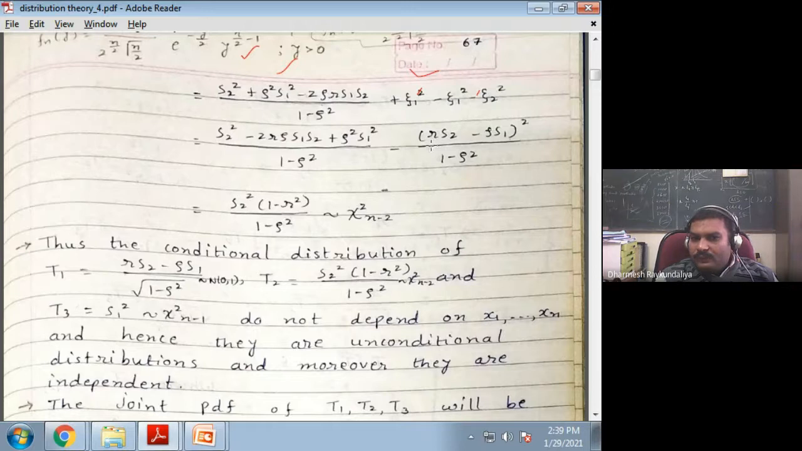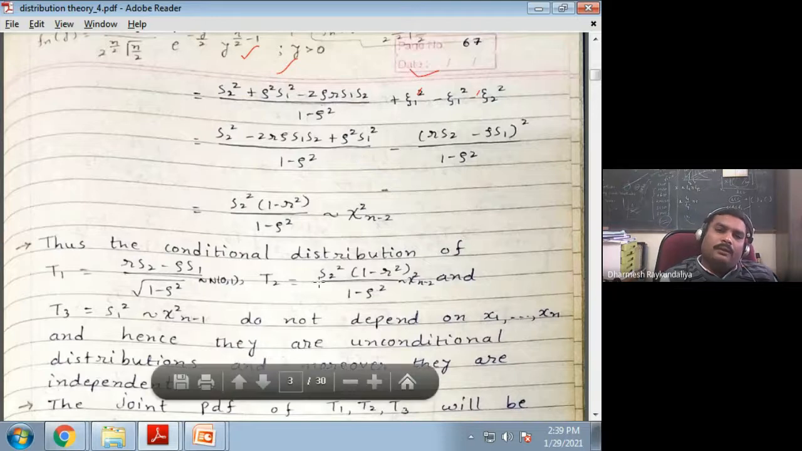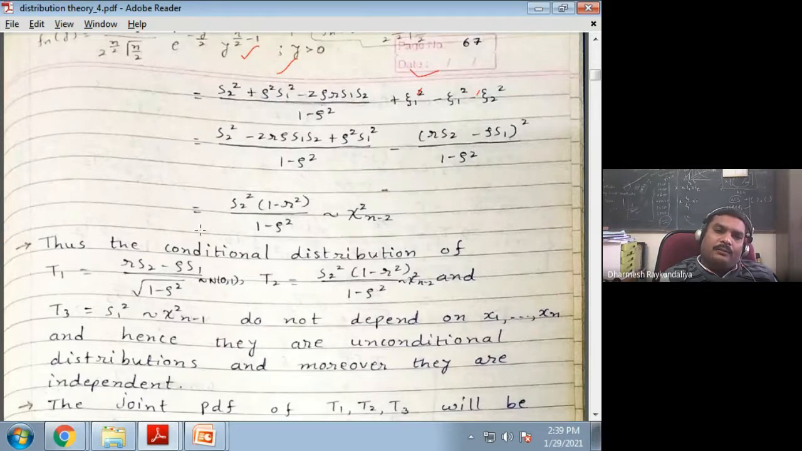Now twice of this quantity. What is the twice? It is 2 r rho s1 s2. So here it is minus minus plus and here it is a minus quantity. That quantity cancels out. And rho square s1 square plus, but the minus sign is outside, so this positive quantity is here. So that also cancels out. So finally you can have s2 square times 1 minus r square upon 1 minus rho square, and it has the chi-square distribution with n minus 2 degrees of freedom.